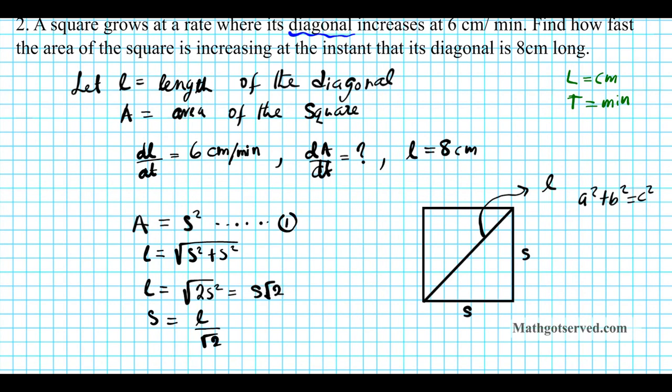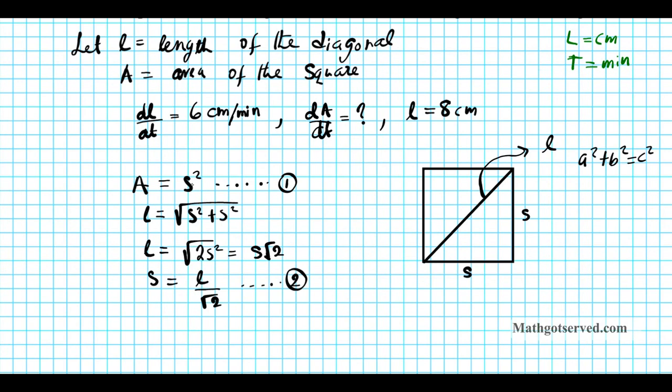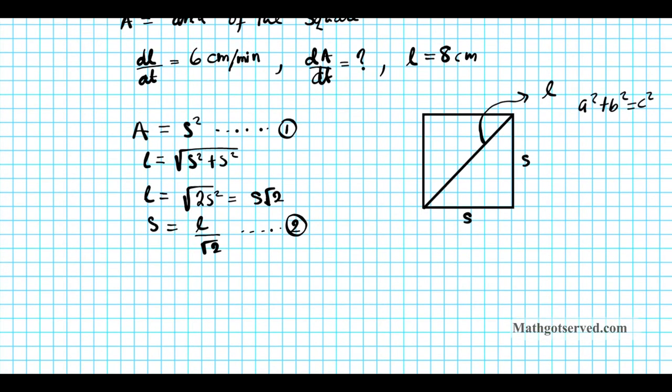So if I call this equation 1, and I call this 2, I can substitute L over root 2 for S in the first equation. Remember, we need a formula that has just the area and the length of the diagonal. So upon differentiation, we can make a substitution and solve for dA/dt. Okay, so let's make the substitution. We are going to have the area, A, equals L over root 2 squared. When we square the top and the bottom, this becomes L squared over 2. So now we have A is equal to L squared over 2.